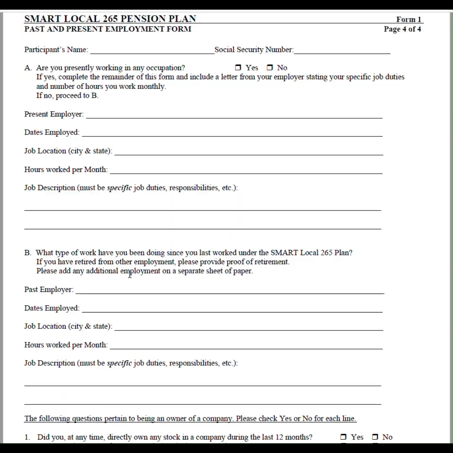Letter B is asking what type of work have you been doing since you last worked under the Smart Local 265 plan. If you are working for a signatory employer, you do not need to fill out this section. If you are not working for a signatory employer and you are applying for your vested benefit, please provide all of your past employment information since you last worked for Local 265. If needed, please write additional jobs on a separate sheet of paper. If you have retired from other employment and you're no longer working, please provide proof of retirement.